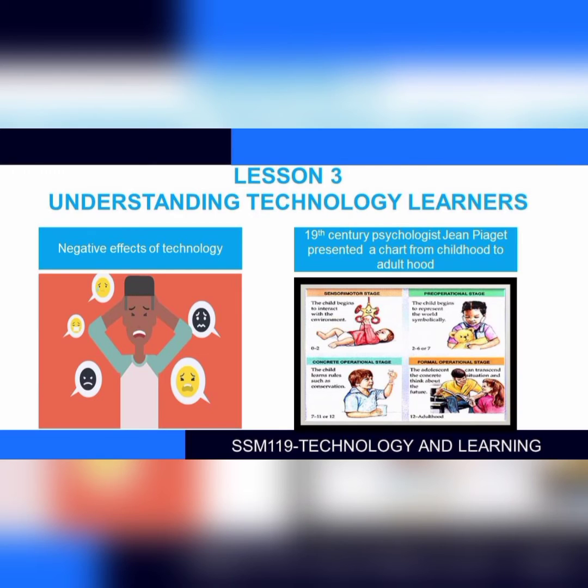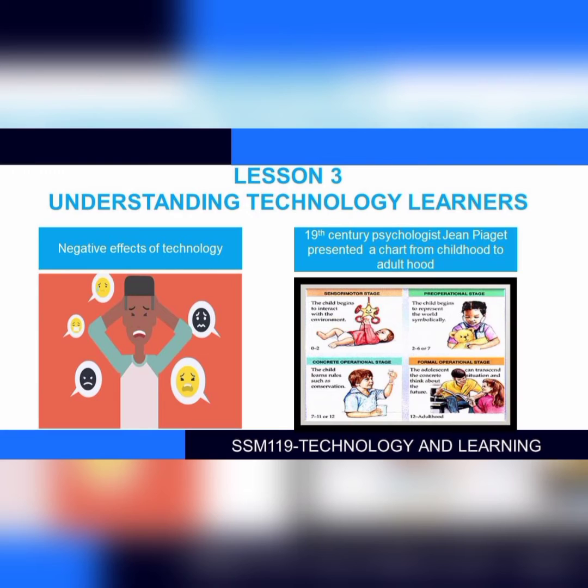Next, in the 19th century, psychologist Jean Piaget presented a chart from childhood to adulthood. Jean Piaget's theory of cognitive development suggests that children move through four different stages of mental development. His theory focuses not only on understanding how children acquire knowledge, but also on understanding the nature of intelligence.